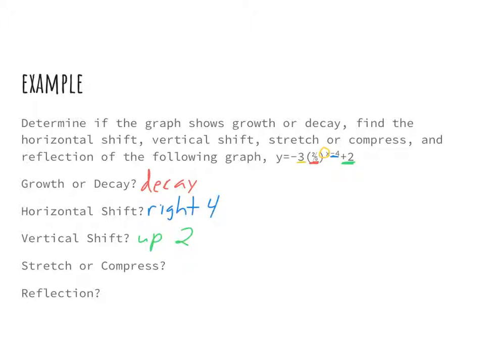Vertically, we look in front, there's a 3 there. Don't mind the negative right now. 3 is greater than 1, so this is going to be a vertical stretch by a factor of 3. Okay, so we take just the positive version because the negative is going to help us with our reflection. So the reflection, x is positive, so there's no reflection about the y-axis. However, there is a negative out in front, so we are going to reflect it across the x-axis. Okay, so that's what the negative does. We don't worry about that with the stretch or compress. We only take the positive number there. The negative only goes with the reflection.